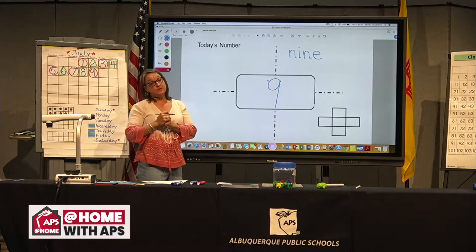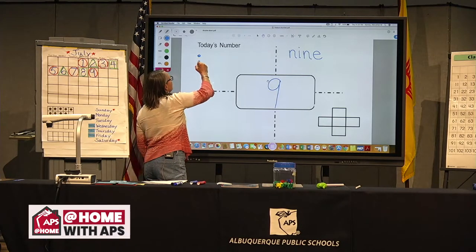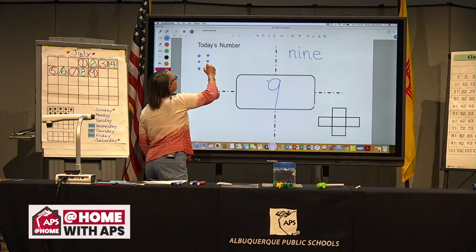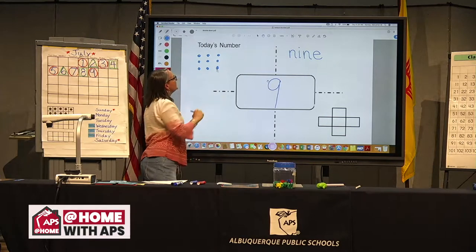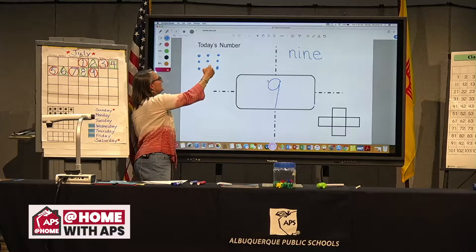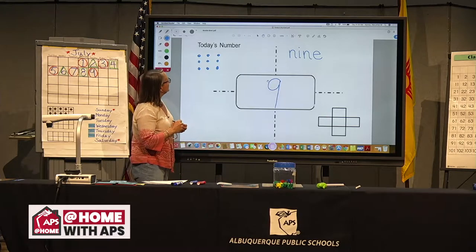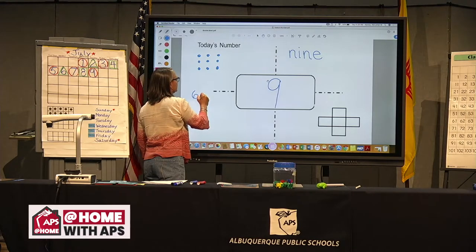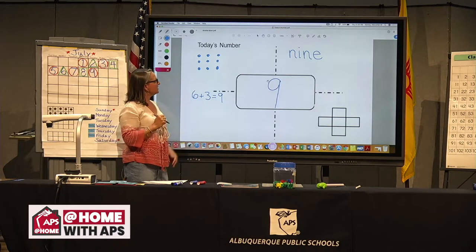All right, what are some ways that we could represent 9 on our number of the day? I think about dot patterns quite a bit. And when you have a dot pattern for 9, it looks like groups of 3. Did you know that? Here is the dot pattern for 9. Inside that dot pattern, you can see the pattern for 6 and 3 more, 6, 7, 8, 9. So we might think about 9 as that. We could write a number sentence: 6 plus 3 equals 9. And we might have seen that in our dot pattern, 6 here and 3 more.